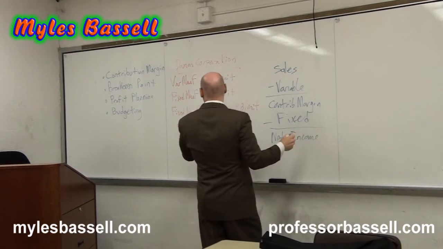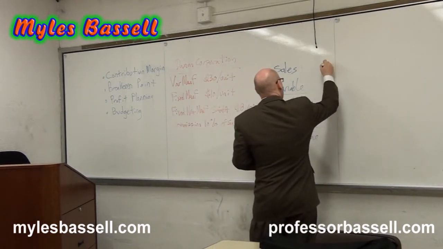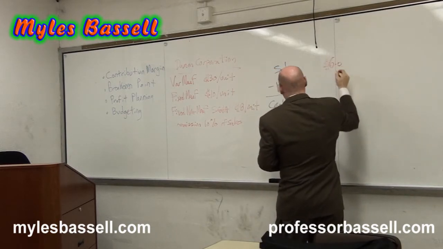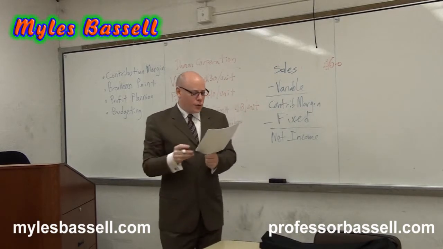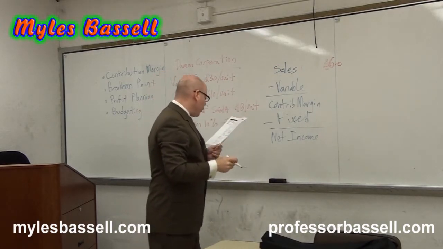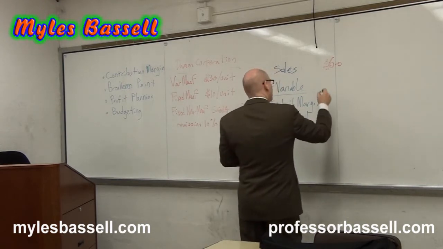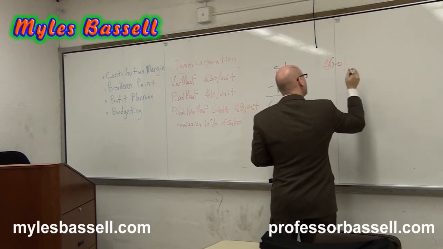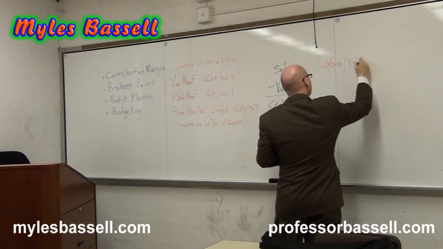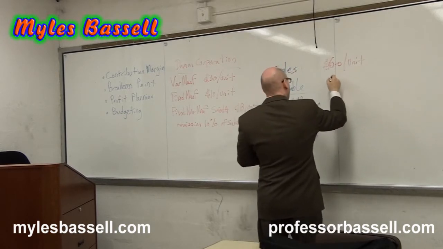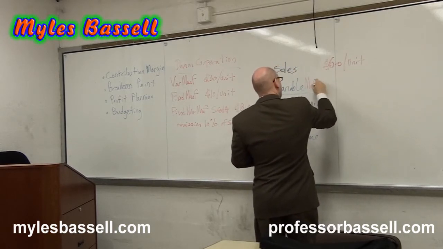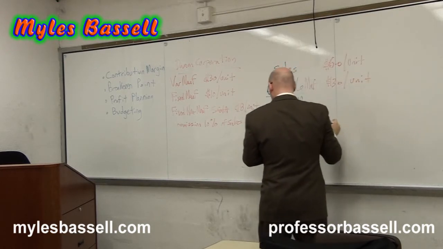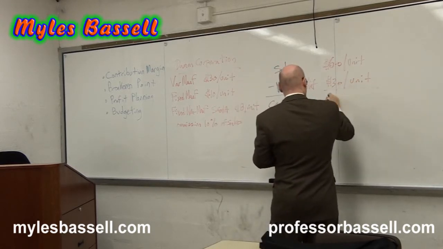So we said the sales price is $60 for those headphones. What do you think? Is that reasonable? $60 for headphones? Okay, $60. And the variable manufacturing cost per unit, this is per unit. Variable manufacturing cost is $30 per unit. And that gives us a contribution margin of $30.